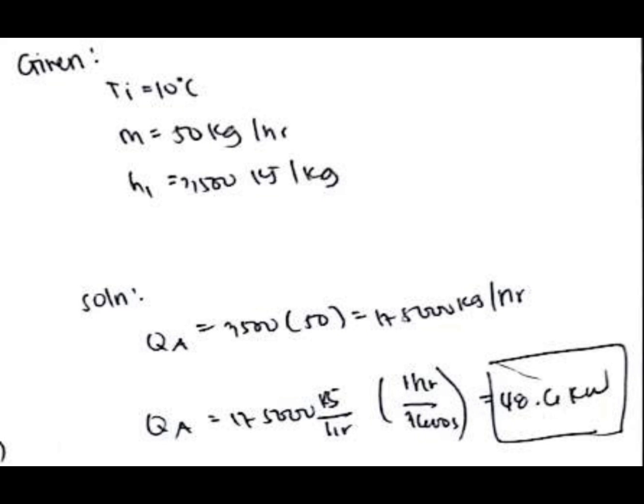So next is to get the kilowatts. QA equals 175,000 kilojoules per hour times 1 hour over 3,600 seconds. So cancel out the hour, and calculate it, so we can get 48.6 kilowatts.